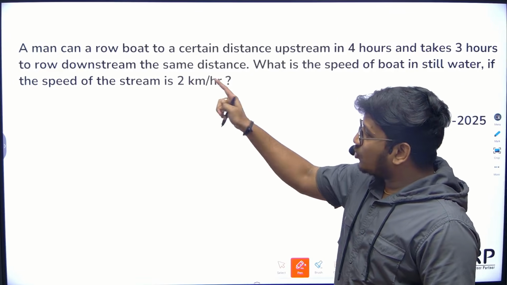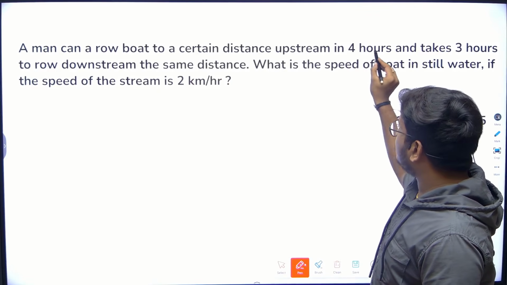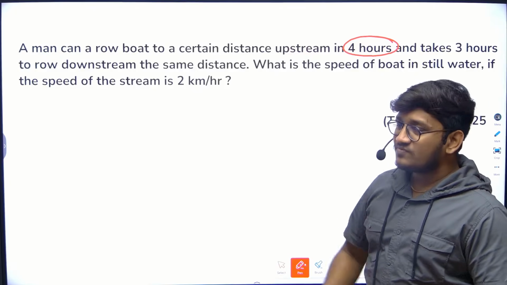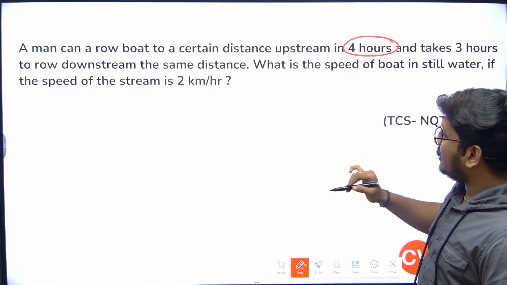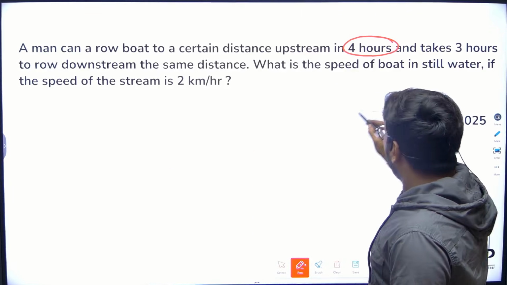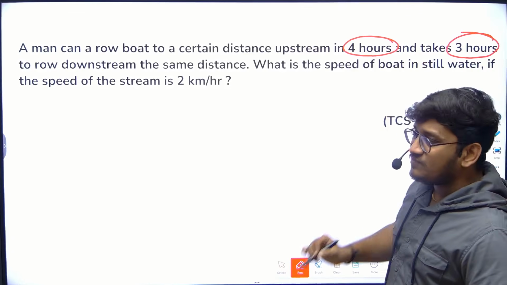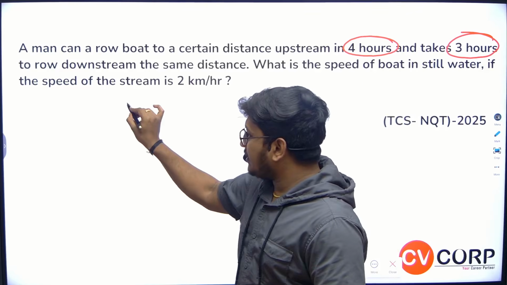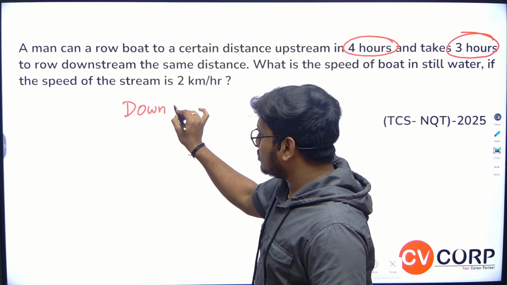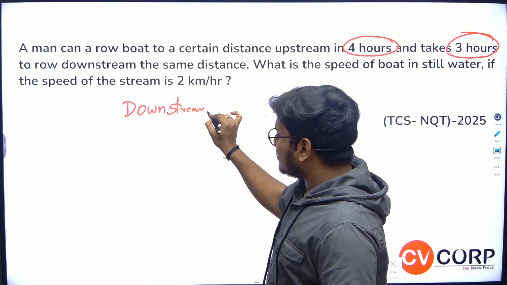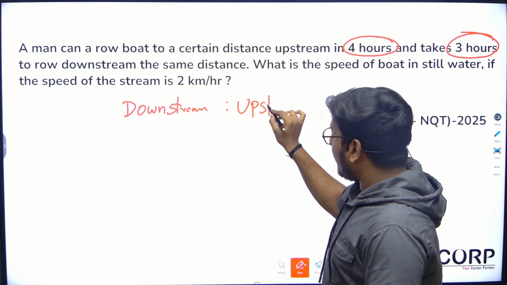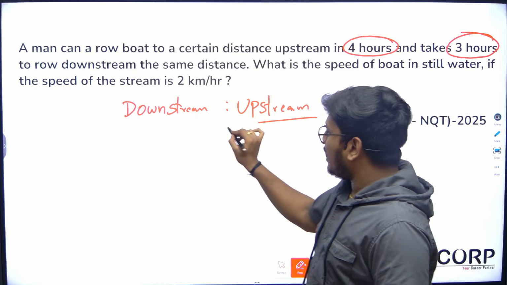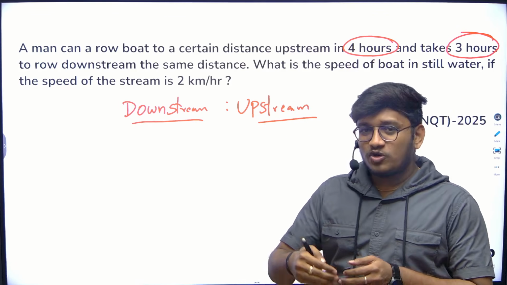A man can row a boat to a certain distance upstream in 4 hours, and takes 3 hours for the downstream. Very simple here. Obviously, a person will take more time in upstream. Let me write it here. There are 2 terms which are more important: downstream and upstream. What is meant by downstream and what is meant by upstream?